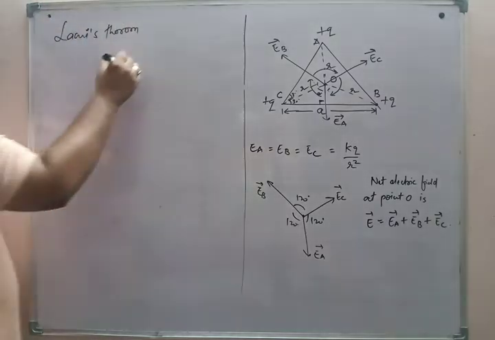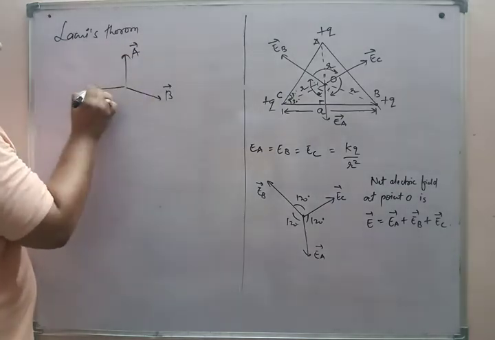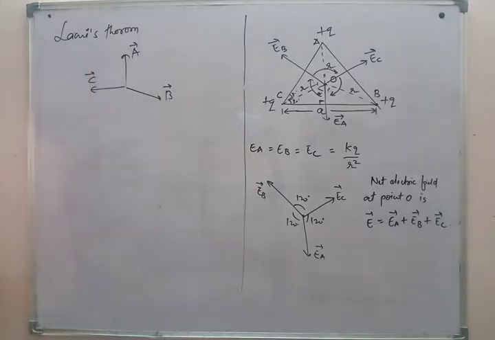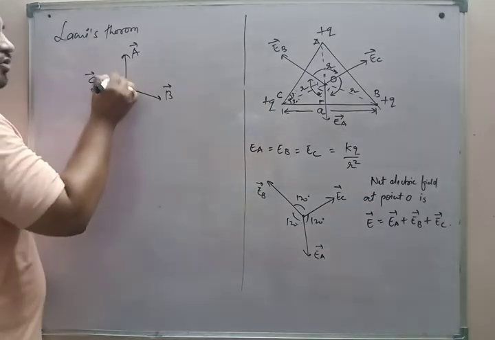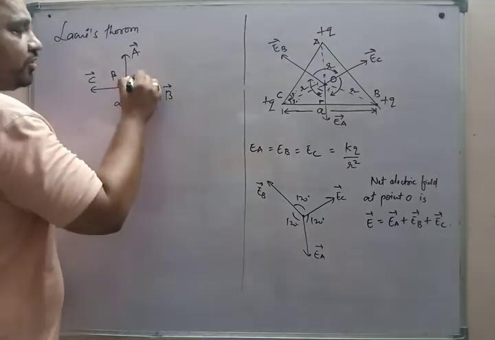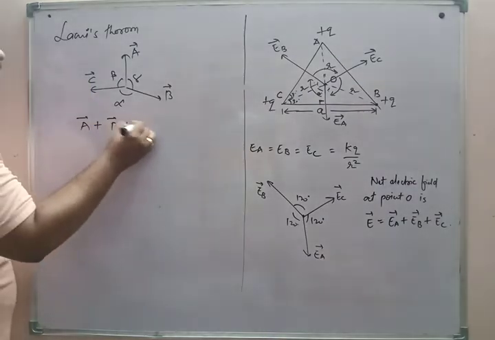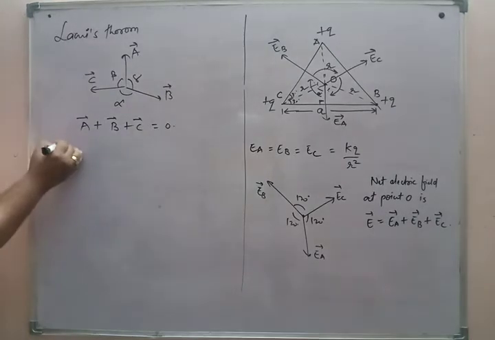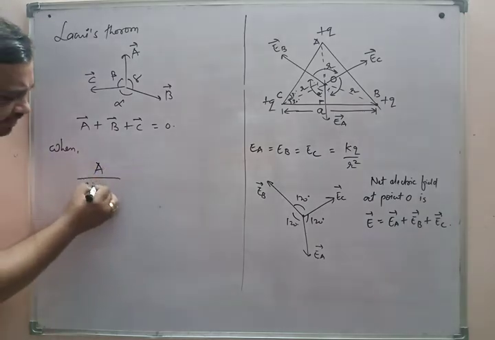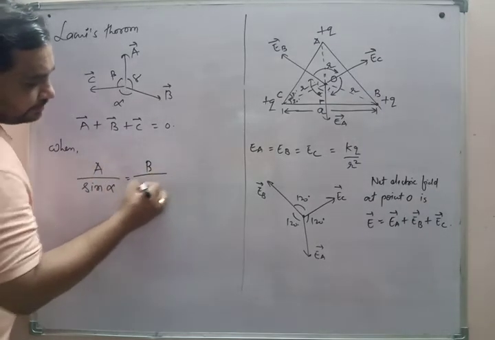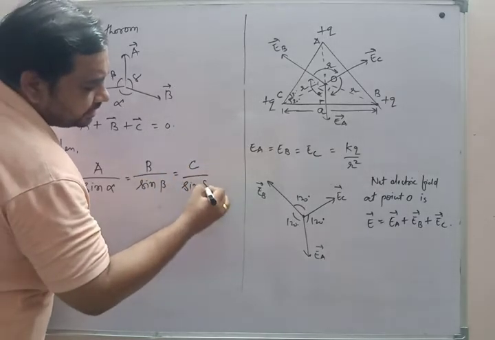What does Lami's theorem indicate? Suppose that you are having three vectors. Say this is vector A, this is vector B, and some random arrangement is vector C. The angle opposite to vector A is alpha, the angle opposite to vector B is beta, the angle opposite to vector C is gamma. Okay, then A plus B plus C is 0 when this condition is fulfilled, that magnitude of A by sin alpha, magnitude of B by sin beta, and magnitude of C by sin gamma are equal.